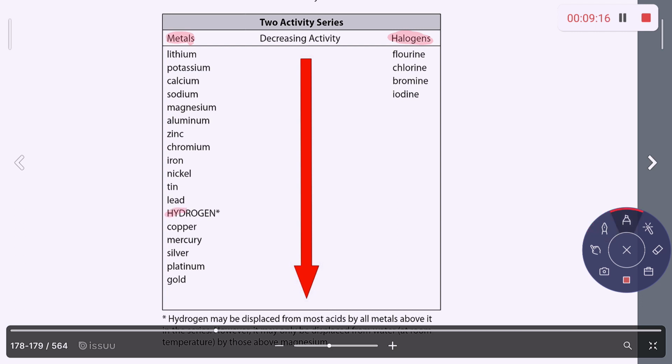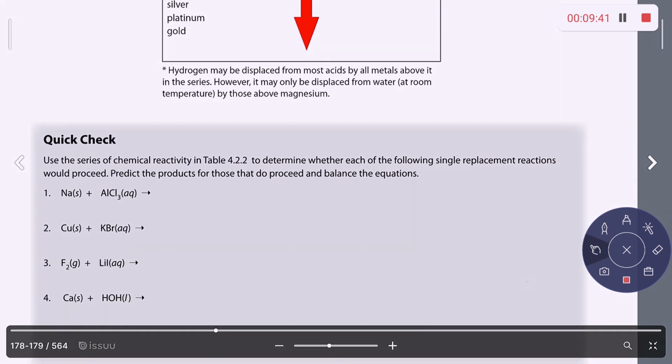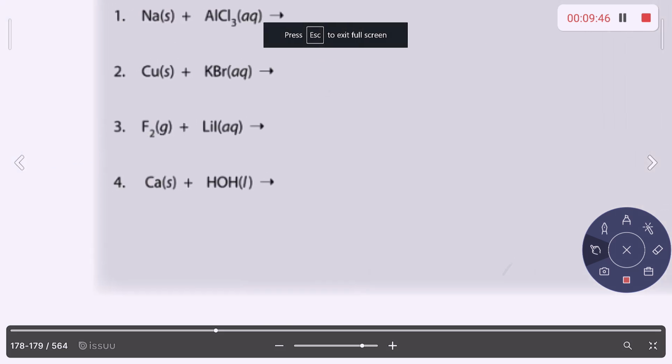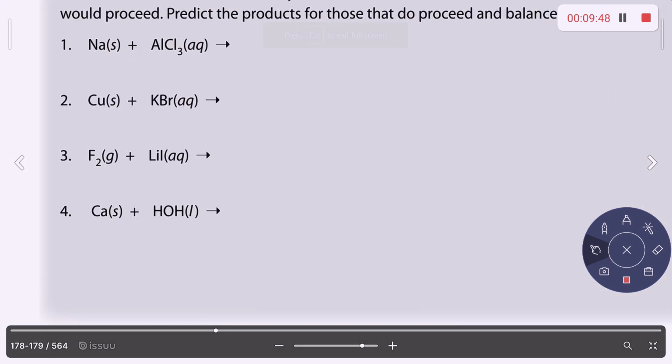You should highlight the hydrogen, and you should make a note that this would be what you use if you're putting a metal into acid. So that means any of the metals that are above hydrogen, when they are put into an acid, they will react, okay? I think that's about it. Let's take a look at the quick check, and let's do number 4 maybe, okay?